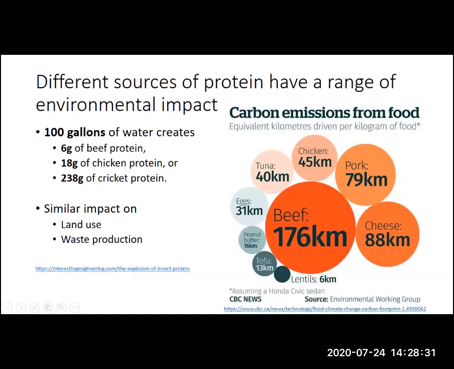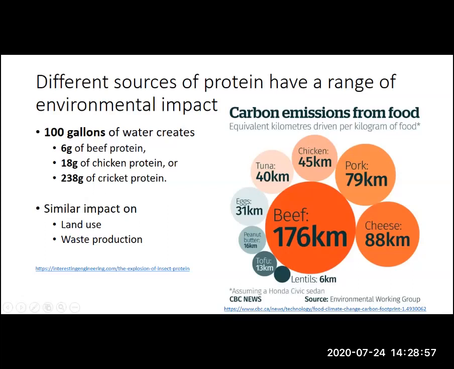But if we take a look at this, and hopefully you can see where this conversation is going, crickets: 100 gallons of water can correspond to about 238 grams of cricket protein. And so that is almost 40 times more protein for the amount of water that goes into it. This looks at water. We can also look at land use.